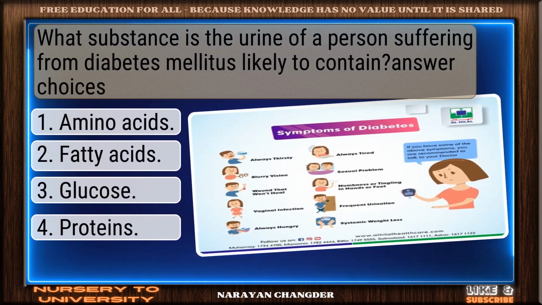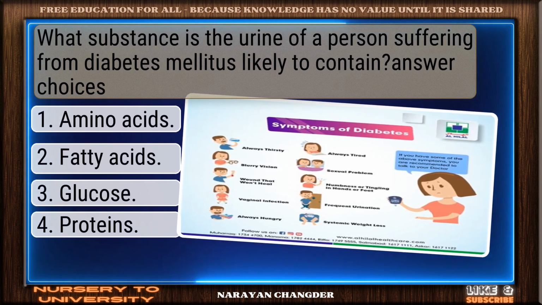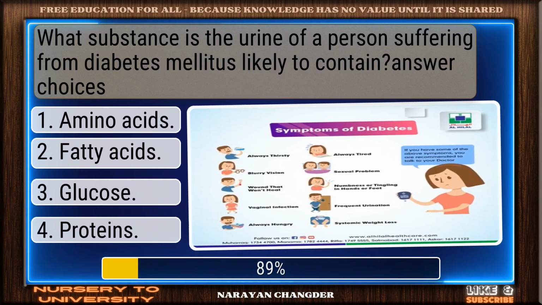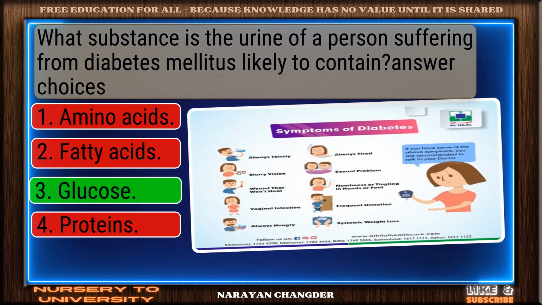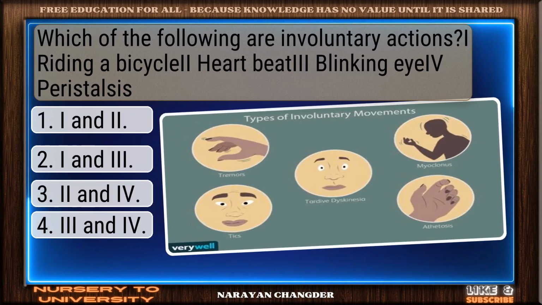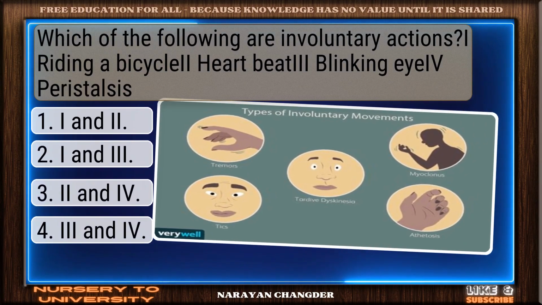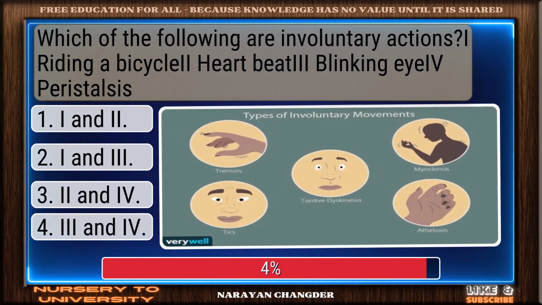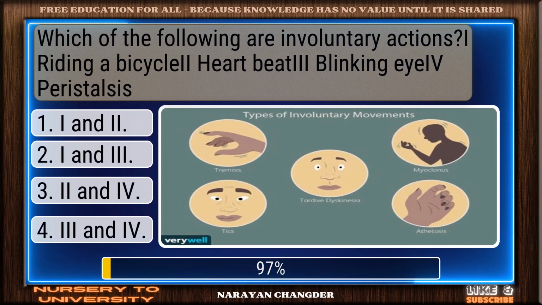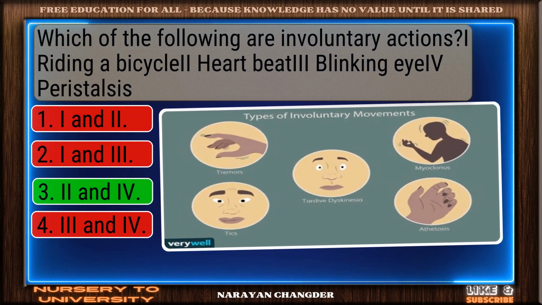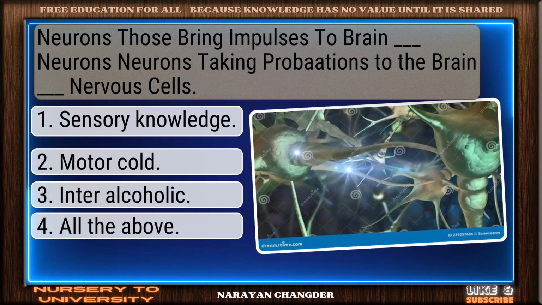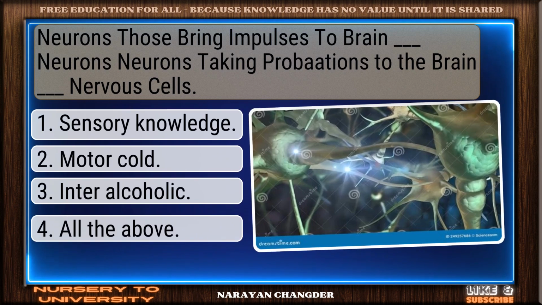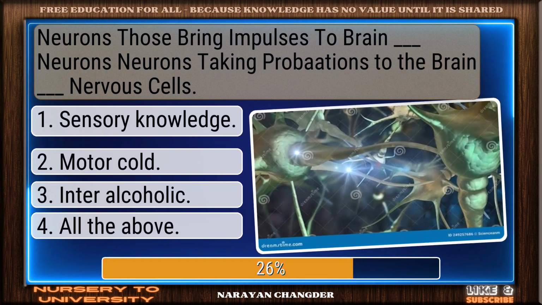What substance is the urine of a person suffering from diabetes mellitus likely to contain? Answer choices. Right again. Glucose is valid. Which of the following are involuntary actions? I. Riding a bicycle, II. Heartbeat, III. Blinking, IV. Peristalsis. Smart pick. I and IV is correct. Neurons that bring impulses to the brain dash, neurons taking impulses to the brain dash, nervous cells.